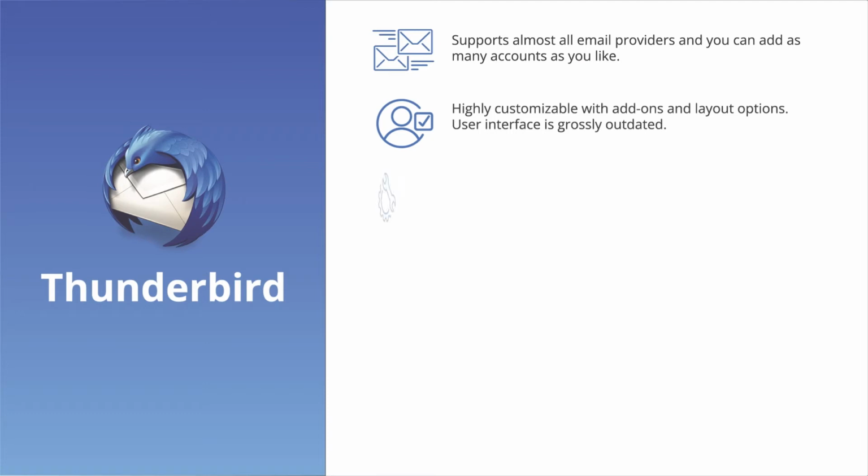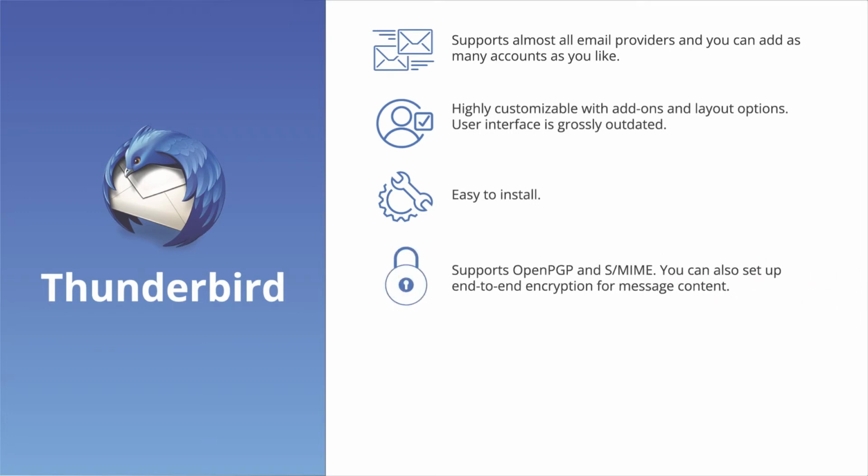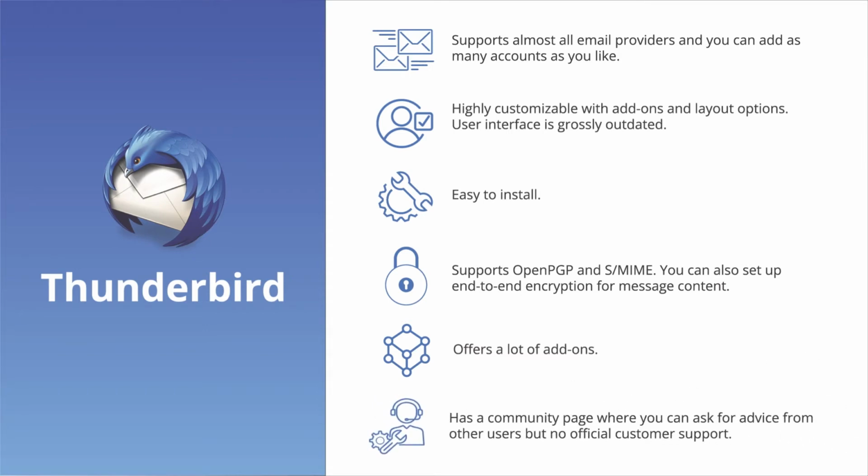It is really easy to install, but also easy to run into issues connecting to your email provider's server. This is likely to happen with Gmail, as Google doesn't view Thunderbird as a safe tool. Thunderbird supports OpenPGP and S/MIME. You can also set up end-to-end encryption for message content. The email client offers a lot of add-ons. These range from third-party apps like Google Calendar to Thunderbird-specific extensions developed by the community. Thunderbird has a community page where you can ask for advice from other users, but no official customer support, as is usual with free products.